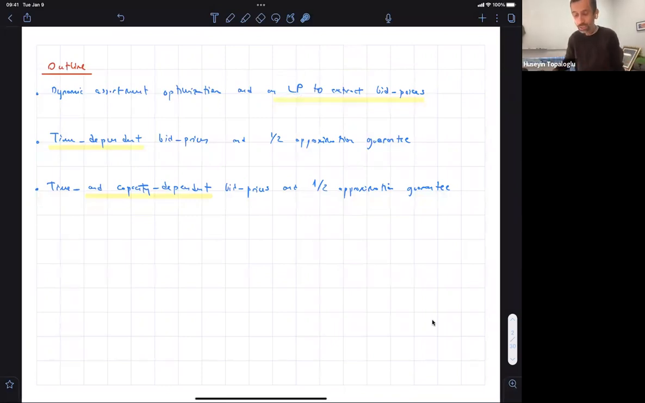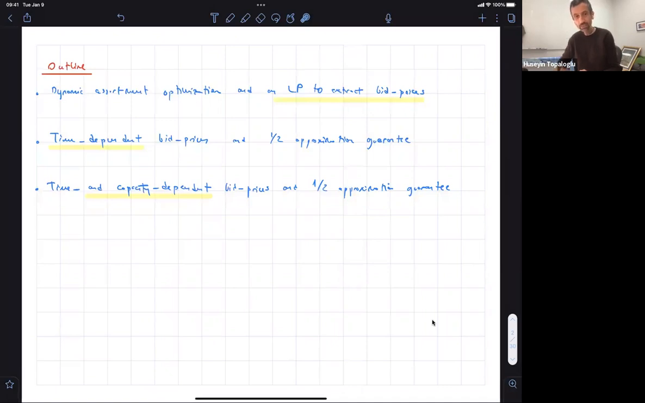But it turns out that we're not going to be able to prove anything about the bid price policy that comes from the linear programming formulation. After that, I'm going to show you another idea to compute bid prices that gives us a half approximation guarantee, that is guaranteed to obtain half of the optimal total expected revenue. In those bid prices, we're going to make this important realization. Bid price is the value of a unit of inventory for a product.